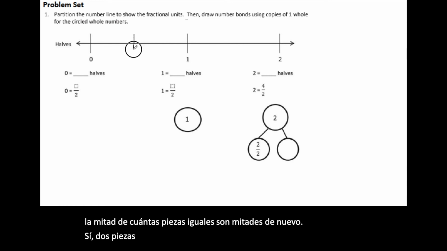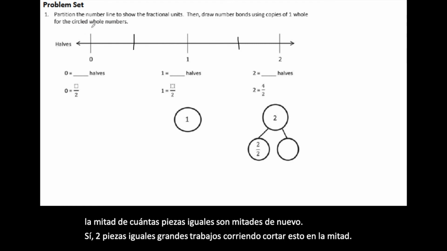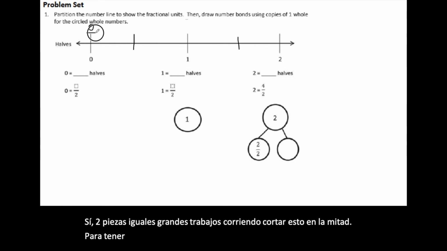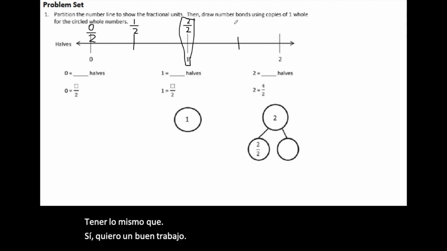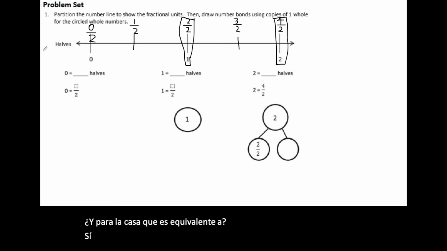So we're going to cut this into half, 2 1/2. Start here. We have 0 halves, 1 half, 2 halves, which is the same as, yes, 1 whole. Nice work. Okay. 3 halves and 4 halves, which is equivalent to, yes, 2. Nice work. All right, let's fill the rest in.